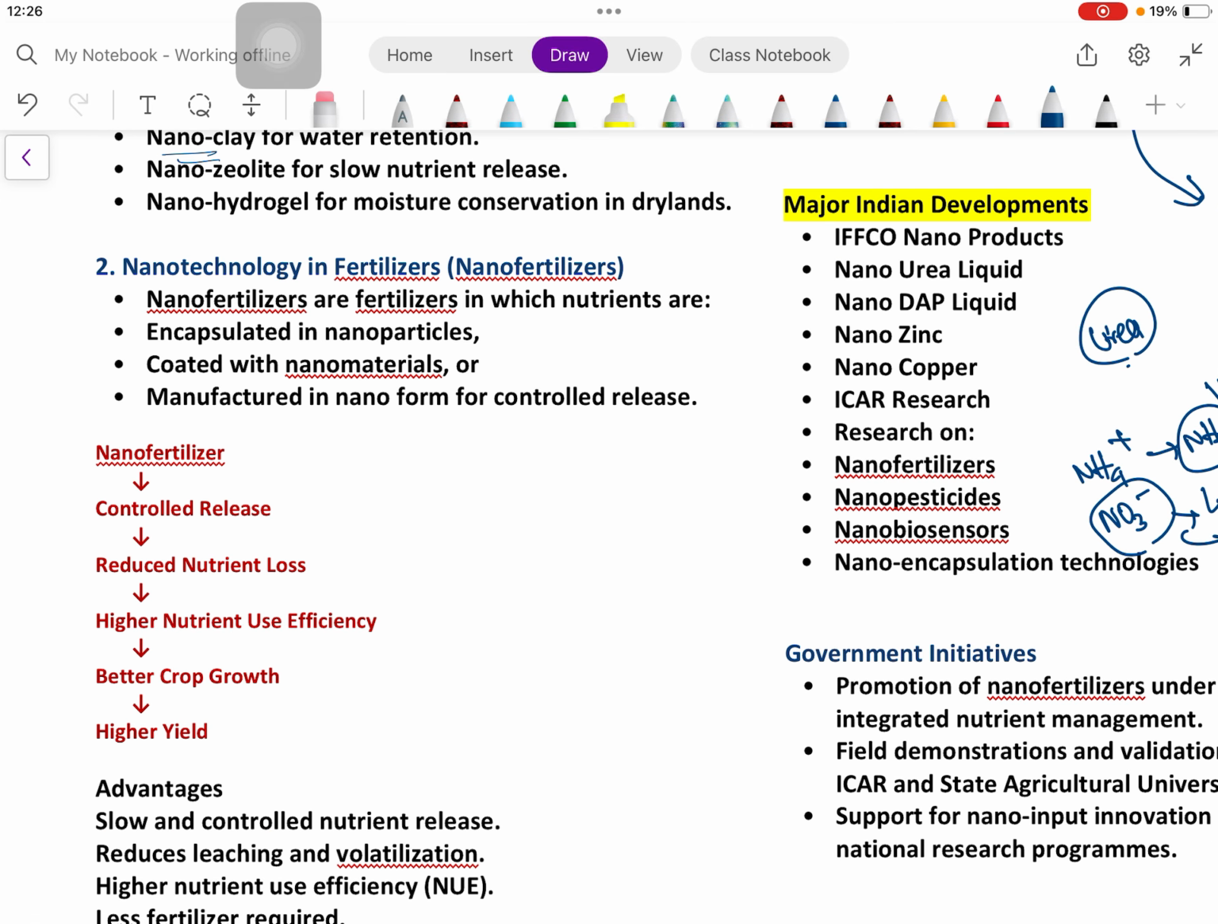Similarly, nano DAP also, as we know. What actually happens in phosphorus? Phosphorus fixation is common there. Fixation means adsorption and precipitation.